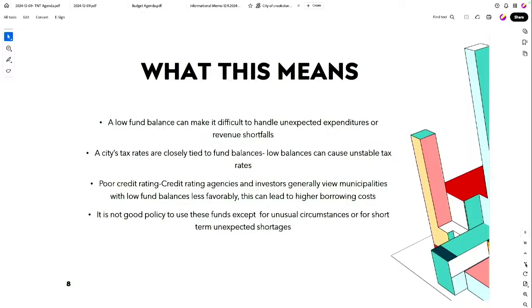A low fund balance can make it difficult to handle unexpected expenditures or revenue shortfalls. Right now, we have about 1.14 million. We're expecting another 1.2 coming in from DEED. And for all of us regular people, that sounds like a lot of money. If we had that much money in our bank, that would be a lot.